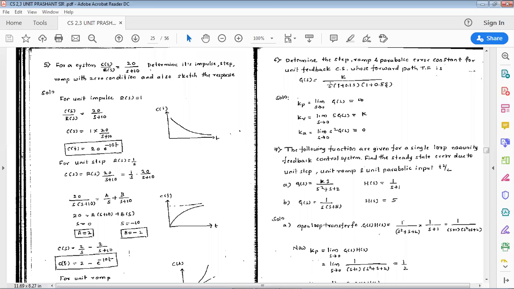Hello students, we'll start with the new numerical. The problem statement is: determine the step, ramp and parabolic error constants for a unity feedback control system whose forward path transfer function is given as G(s) = K / (s(1 + 0.1s)(1 + 0.5s)). So this is the given G(s).